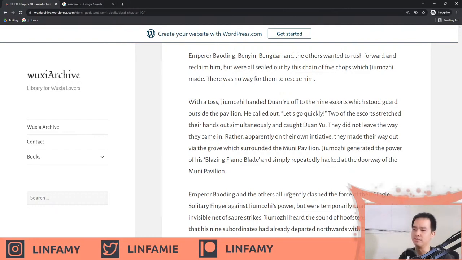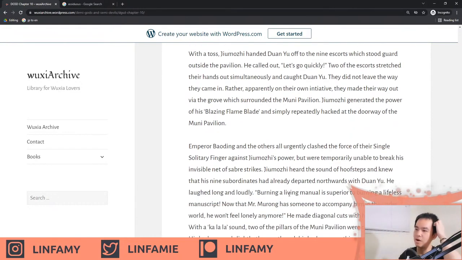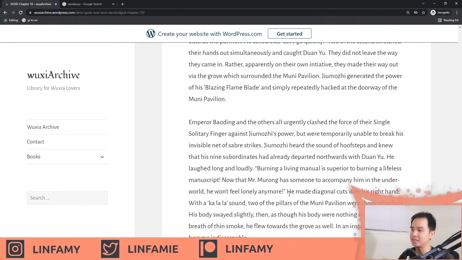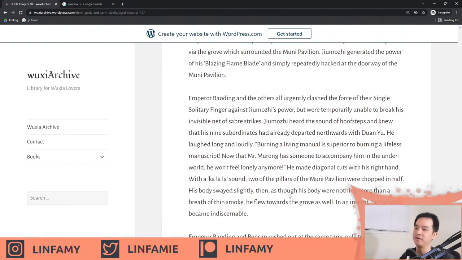Jiumozhi generated the power of his blazing flame blade and repeatedly hacked at the doorway of the Mooney Pavilion. Emperor Baoding and the others all urgently clashed the force of their Yi-Yang finger against Jiumozhi's power, but were temporarily unable to break his invisible net of saber strikes. Jiumozhi heard the sound of footsteps and knew that his 9 subordinates had already departed northwards with Duan Yu. He laughed long and loudly.